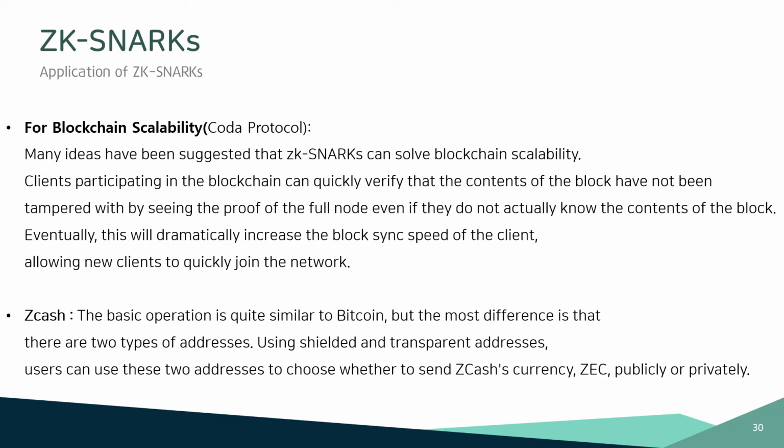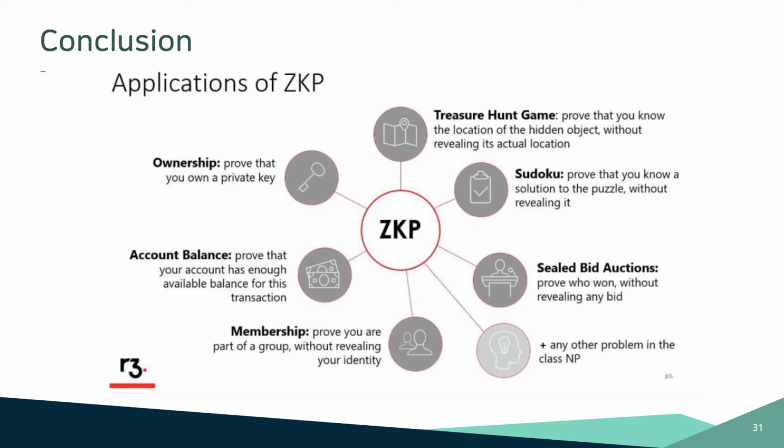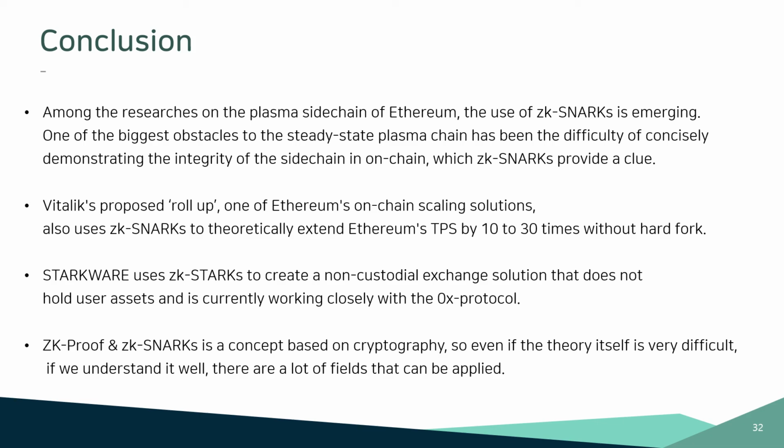And Zcash is a very famous use of zk-SNARK, and zero knowledge proof can be used in many ways as above: ownership, account balance, membership, stock, and so on. Among the studies related to the Plasma sidechain of Ethereum, the use of zk-SNARKs is emerging. One of the biggest obstacles to the steady-state Plasma chain has been the difficulty in demonstrating the consistency of the sidechain on the whole chain, for which zk-SNARKs provide a clue.